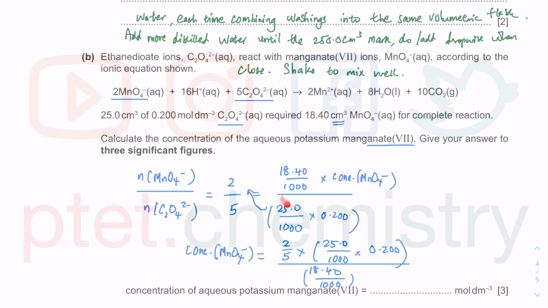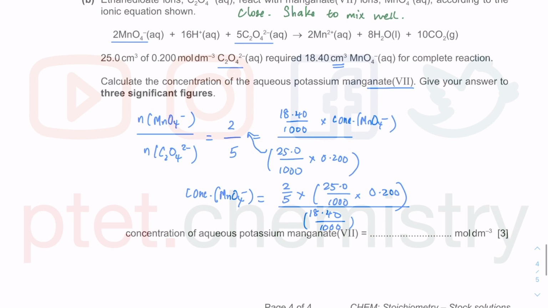You gotta be more comfortable with rearranging stuff and finding your unknown. This is just a little bit of algebra. It's not the most complicated thing in the world, but it does take practice, without which you are not going to get any better. So do the top bit first and then divide it by the bottom bit. So 18.40 times 10 to the minus 3, or you can do 18.40 divided by 1000.